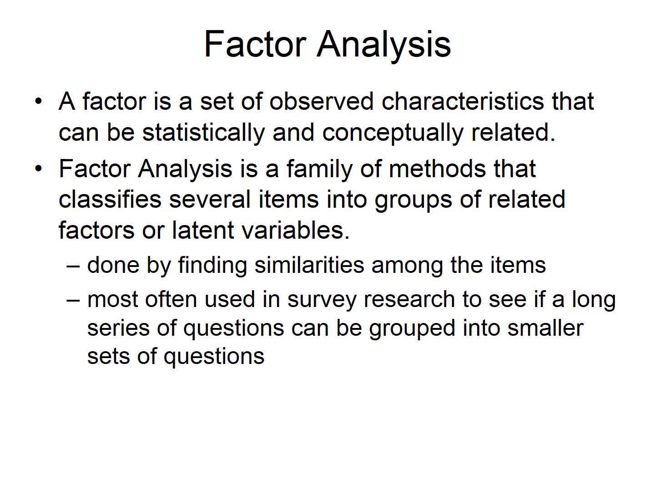It's most often used in survey research to see if a long series of questions can be grouped into smaller sets or aggregated into smaller numbers. So the Big Five is usually measured with between 50 and 150 items. Well, it would be very hard to conceptualize personality based on someone's score on 150 items, but it's pretty easy to conceptualize it on the aggregate of those items into these 5 big factors.